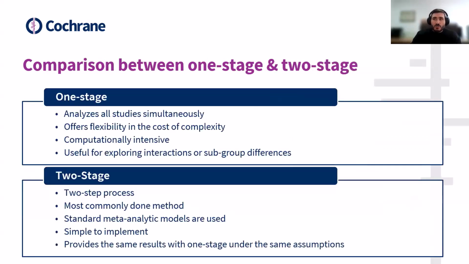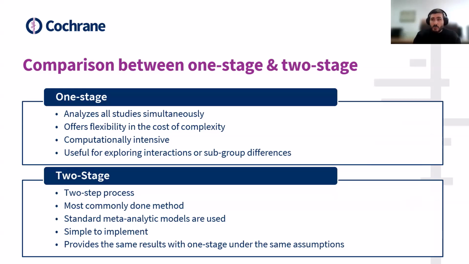To summarize the discussion so far, I will briefly compare the one-stage and the two-stage approaches. The one-stage approach analyzes all studies simultaneously within a single framework. It offers flexibility, but at the cost of increased model complexity. This is typically done using a generalized linear model, and these models can be computationally intensive, but they are particularly useful when we want to explore interactions or potential effect modifiers or model complex structures.